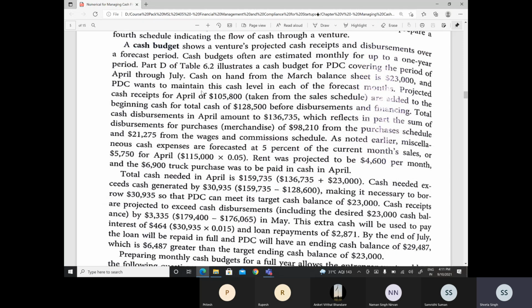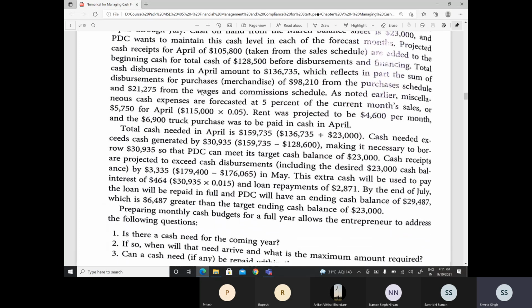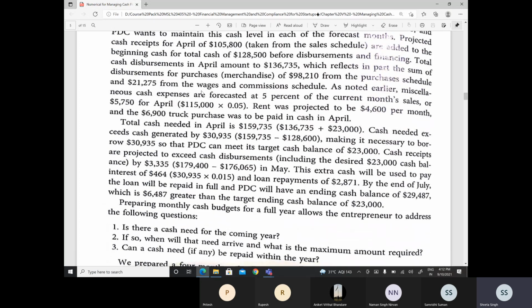Part D of Table 6.2 illustrates a cash budget for PDC covering the period of April through July. Cash on hand from the March balance sheet is 23,000 and PDC wants to maintain this cash level in each of the forecast months. Projected cash receipts for April of 105,800, which is taken from the sales schedule, are added to the beginning cash for total cash of 128,500 before disbursements and financing.